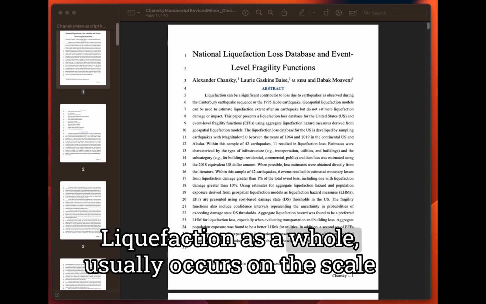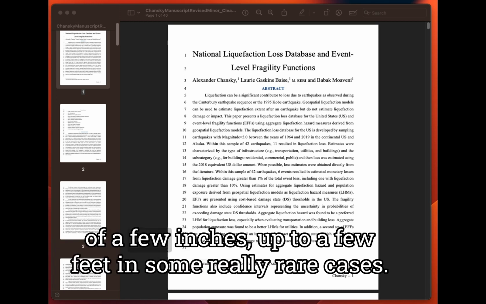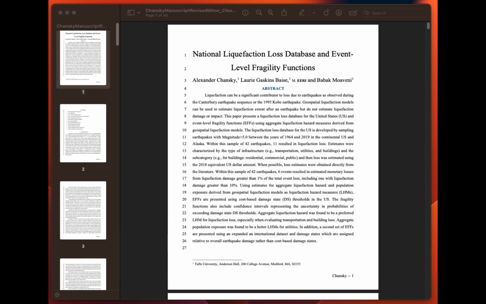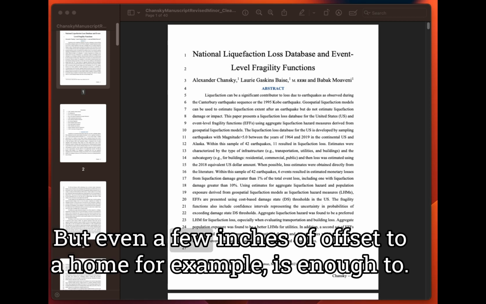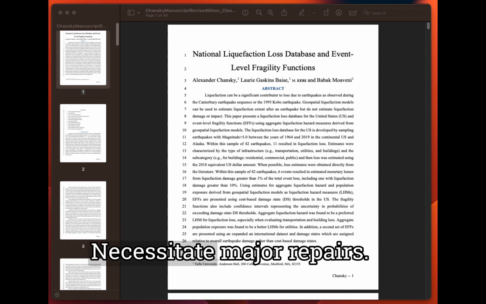Liquefaction as a whole usually occurs on a scale of a few inches up to a few feet in some really rare cases. So as a result, it rarely causes fatalities. But even a few inches of offset to a home, for example, is enough to necessitate major repairs.